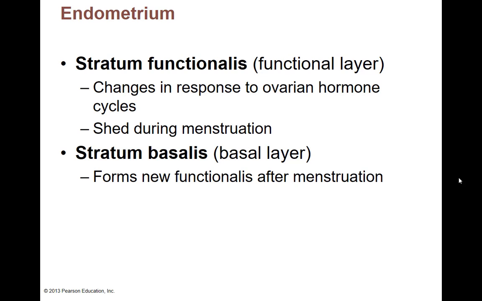It changes. We'll get into the ovarian hormones, the hormones that make it grow and then get shed. And you can't shed all of it because you still need something left over to build the whole thing up again. So you have the stratum basalis, or the basal layer. It's the base layer. You can't shed that. You can get rid of the whole functional layer, the functionalis, but you're left with the base layer to then rebuild the functionalis layer.